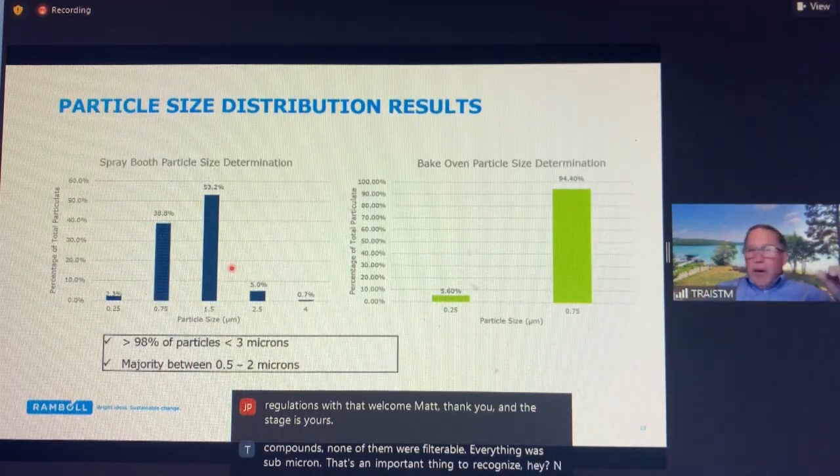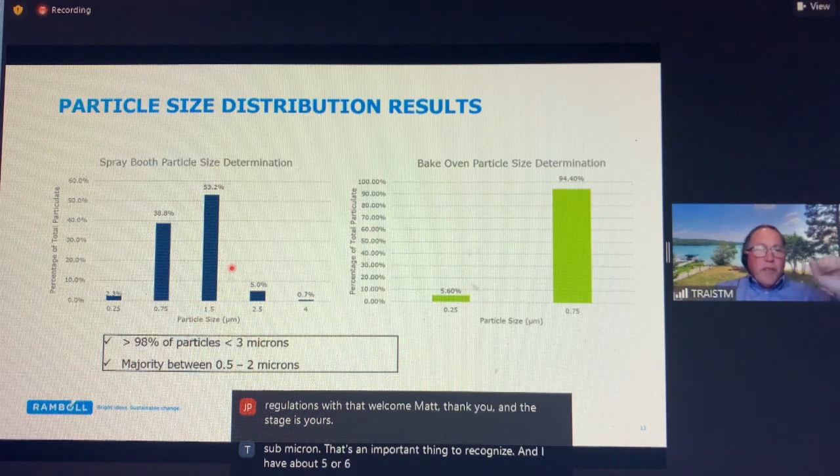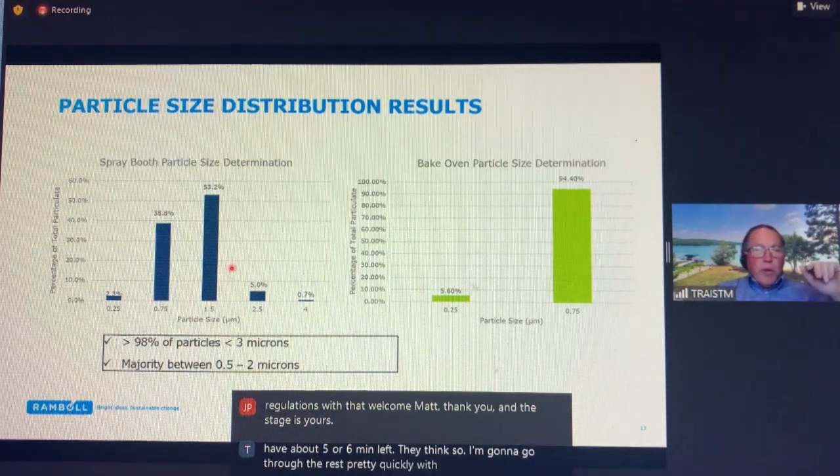And I have about 5 or 6 minutes left, I think, so I'm going to go through the rest pretty quickly. We're in good shape here timing-wise.